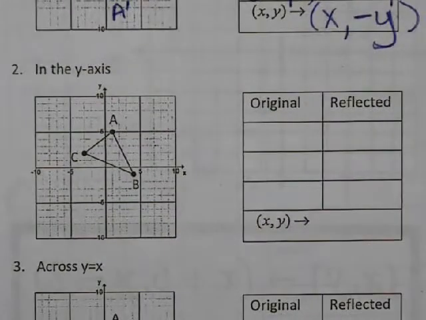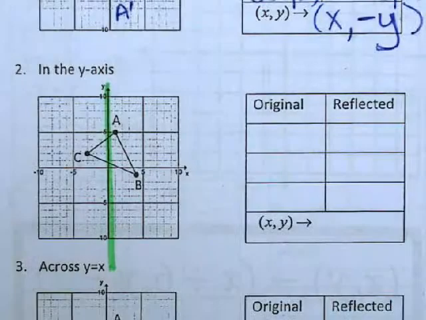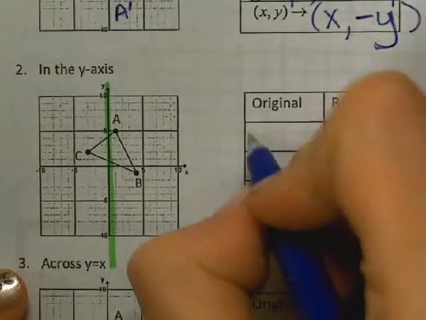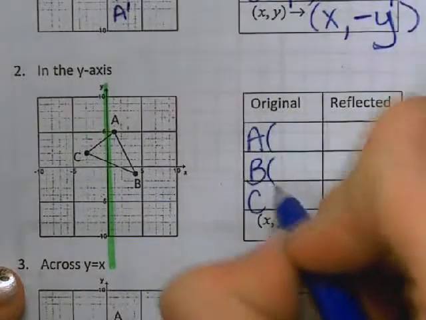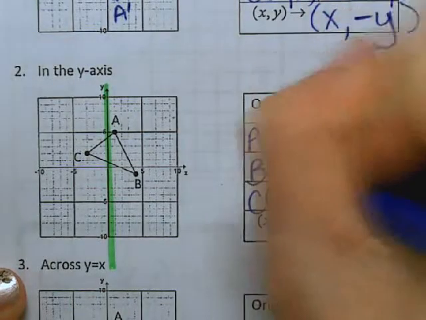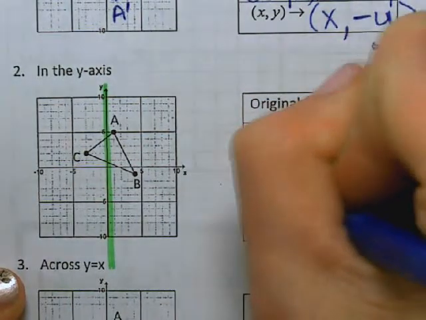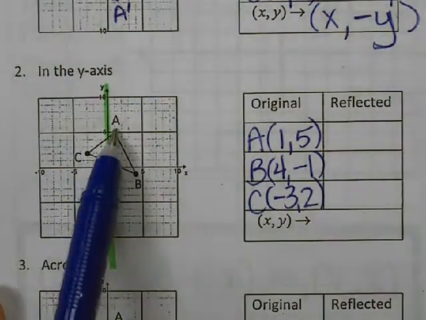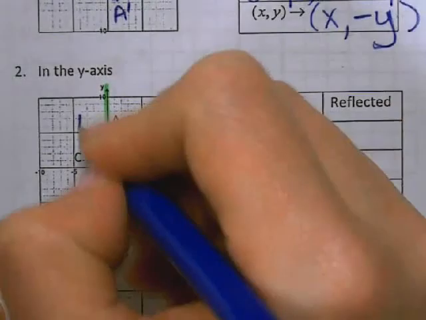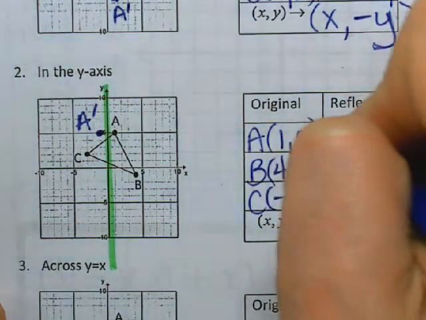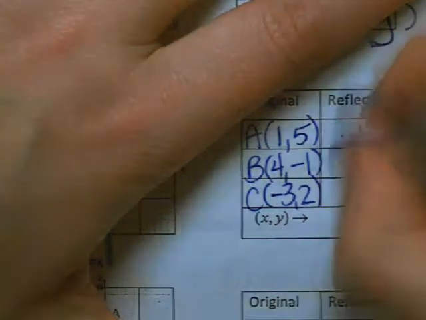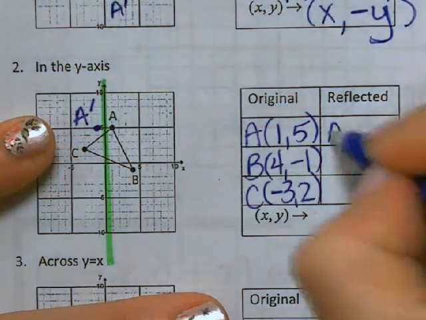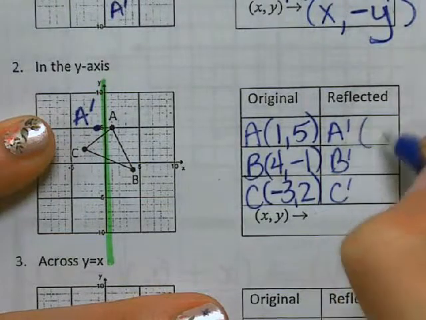What do you think is going to happen if we flip on the y-axis? So here's my axis of symmetry. And honestly, A, B, and C are exactly the same points. So let's copy those down from the first problem. It's 1, 5, 4, negative 1, and negative 3, 2. And what's going to happen is now, instead of moving up and down, now I'm moving left and right. So I was at 1 for A, and now I'm going to be at negative 1. Whoops, I need to write A prime. So this is A prime, B prime, and C prime.